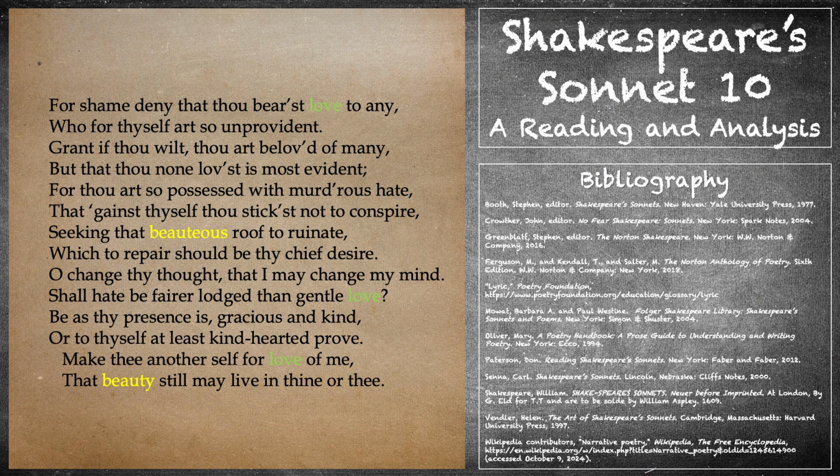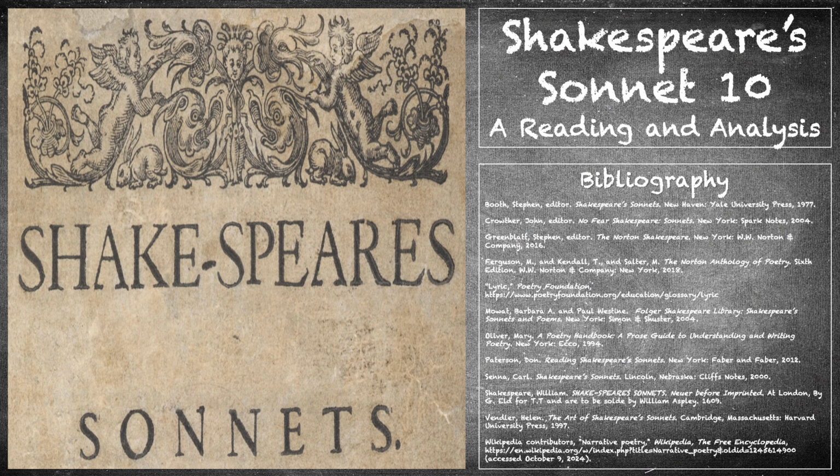Self, in addition to being a key word, is also a couplet tie. But we also have the words love and beauty as couplet ties in this sonnet. Love appears in lines 1, 10, and 13, while beauty and beauteous appear in lines 7 and 14. That concludes our analysis of Sonnet 10.